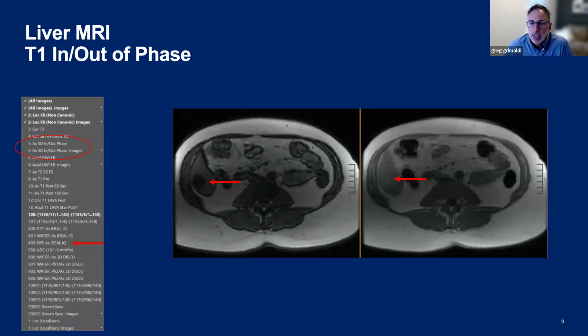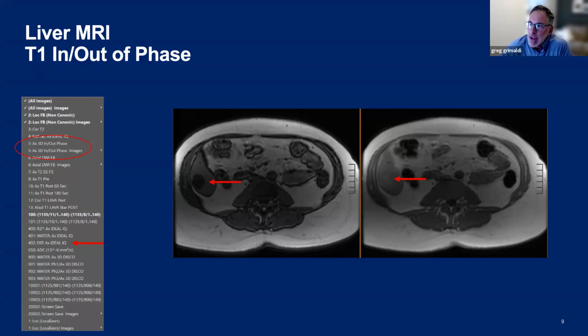It's also helpful to tell me if a focal lesion is steatotic. So here I have in phase and out of phase. And we see a lesion that's barely perceptible on the in phase, but it homogeneously drops out on the out of phase, telling me as the radiologist that the lesion has microscopic fat. And that's very important because that helps me narrow my differential diagnosis.